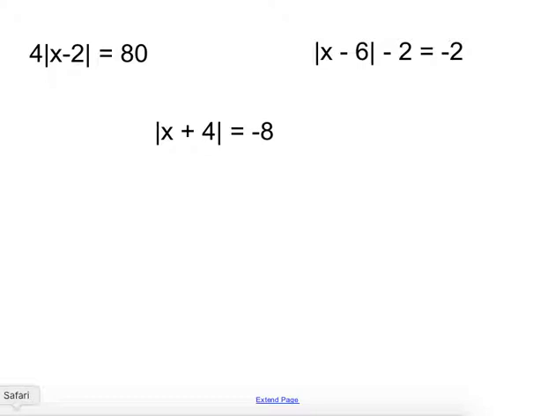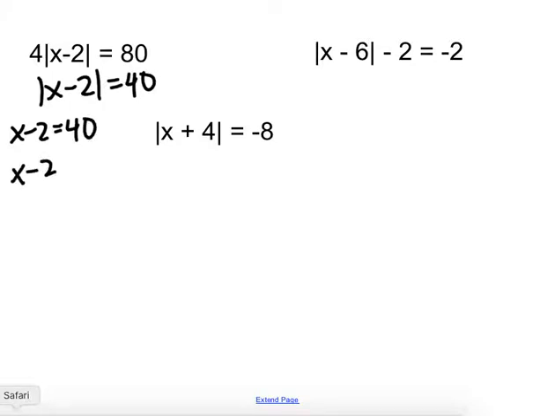A couple more. Same idea with this top left one: divide by 4 and we get the absolute value of x minus 2 is 40. So x minus 2 is 40, or x minus 2 is negative 40. Or sorry, this shouldn't be 40, this should be 20 because I divided by 4. So I add 2 to each side and we get that x is 22 or negative 18.